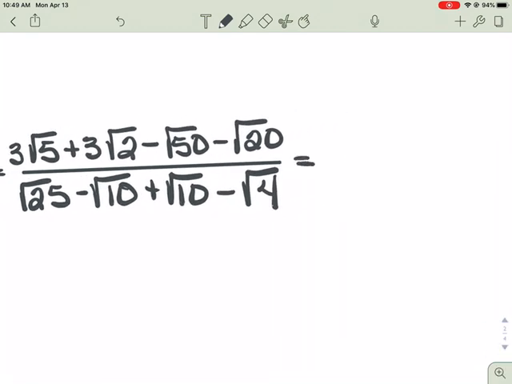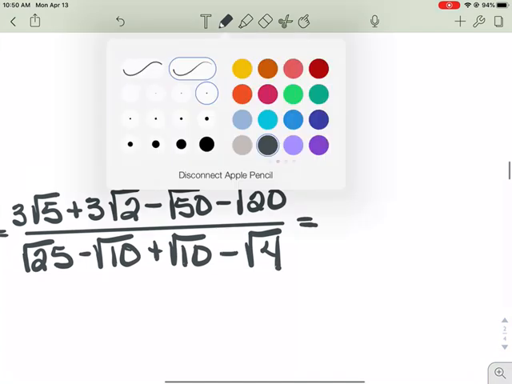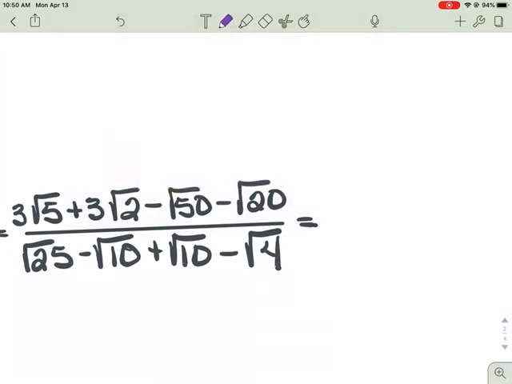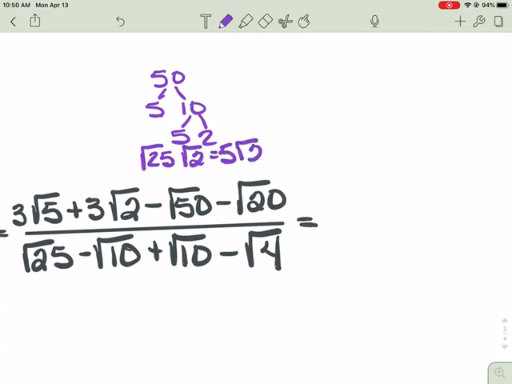All right, so now we're going to have to simplify the numerator. So if we have 3 square roots of 5, there's nothing we can do there. 3 square roots of 2, again, there's nothing we can do there. The square root of 50. Okay, so if I come up here, 50, break it down, 5 and 10. 10 is 5 and 2. So we get the square root of 25, square root of 2, 5 square roots of 2.